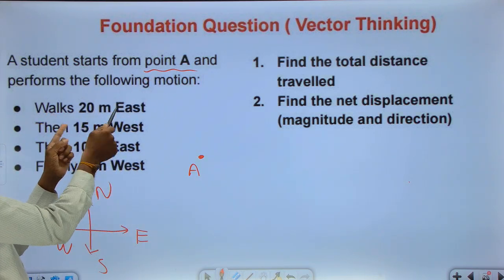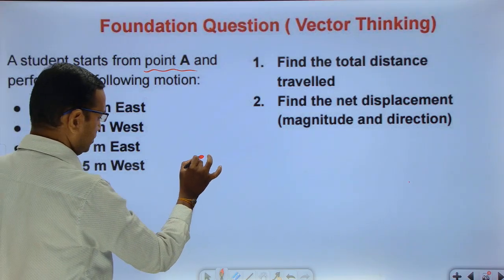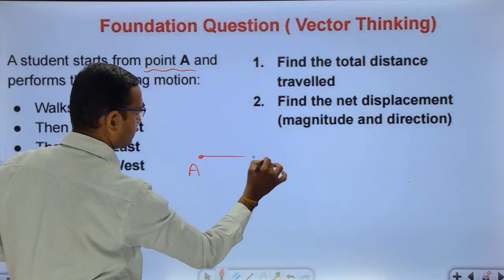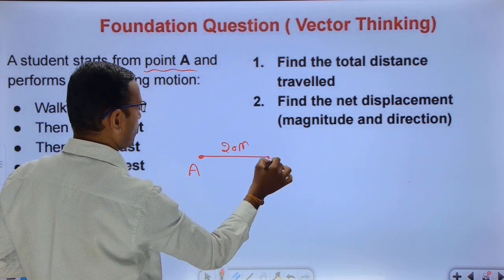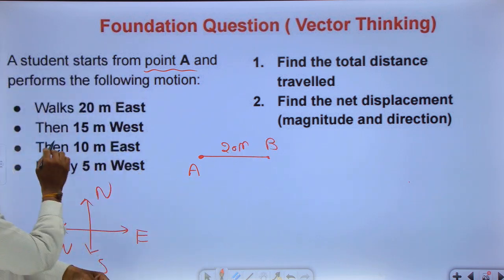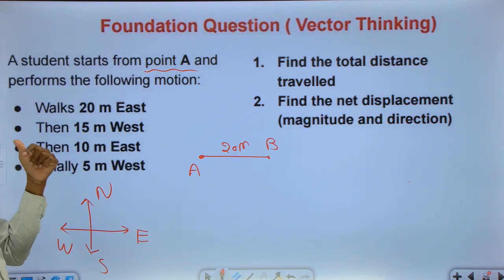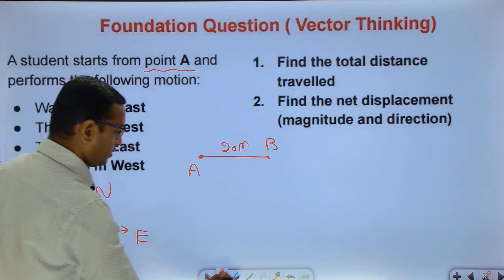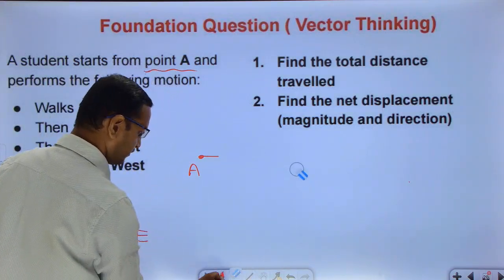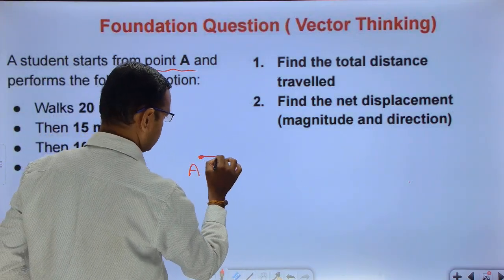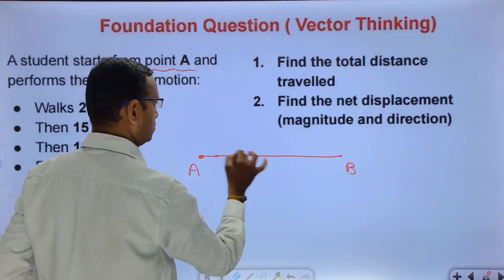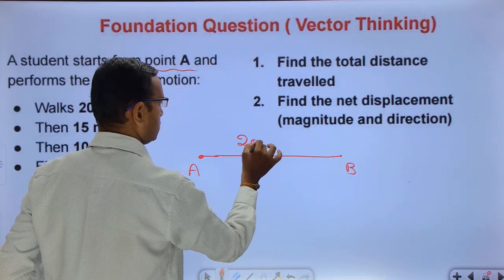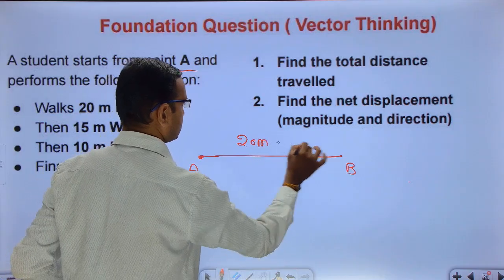Now, from A, he walks 20 meters east. So this is the east direction. He'll move rightward. So this 20 meters he has covered. Let us say he has moved to some point B. Then 15 meters west. If he is moving in the west direction 15 meters, again he is coming back.